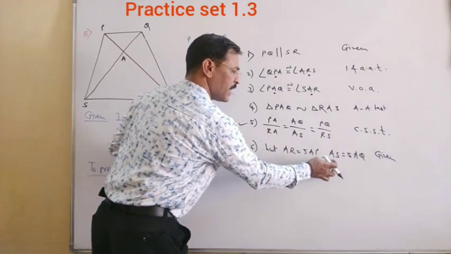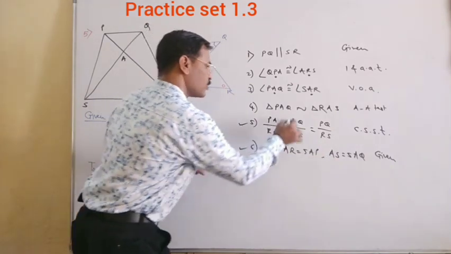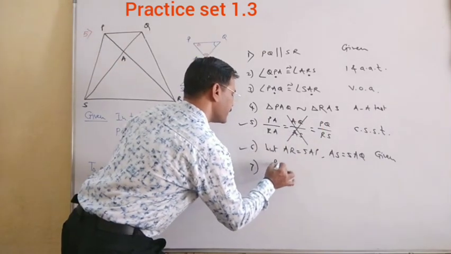Now this AS will also be there, but no need to take. Either this or this we can take here. So this particular part no need to take. So PA keep as it is.